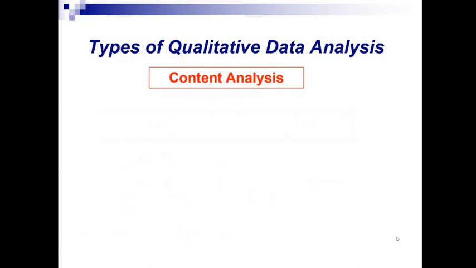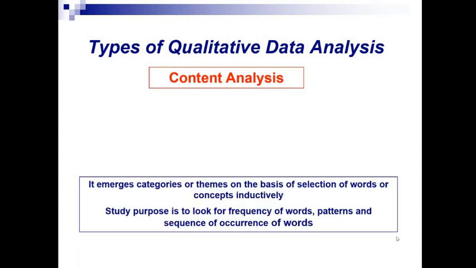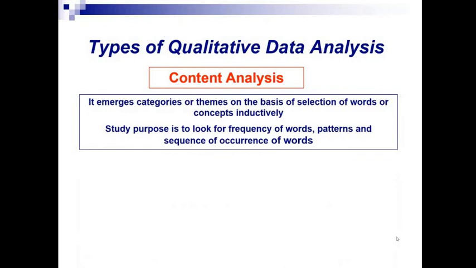Now, the second one is what we call content analysis. You will realize that content analysis is also similar to thematic analysis. The only difference is that the study purpose for this type of analysis is to look for frequency of words, patterns, and sequence of occurrence of words. Which means that it is in this type of analysis where numbers or frequencies are important. But again, the steps involved in content analysis are similar to thematic analysis, okay?